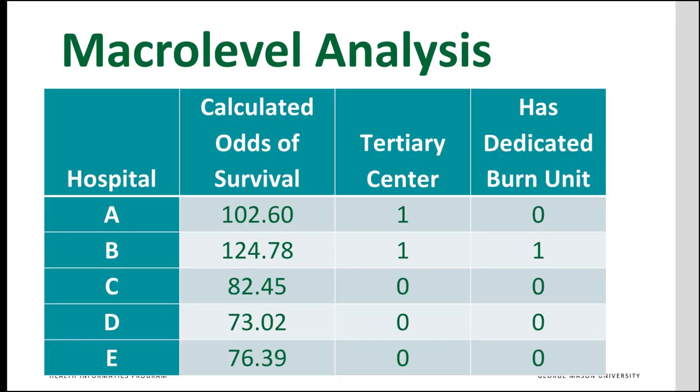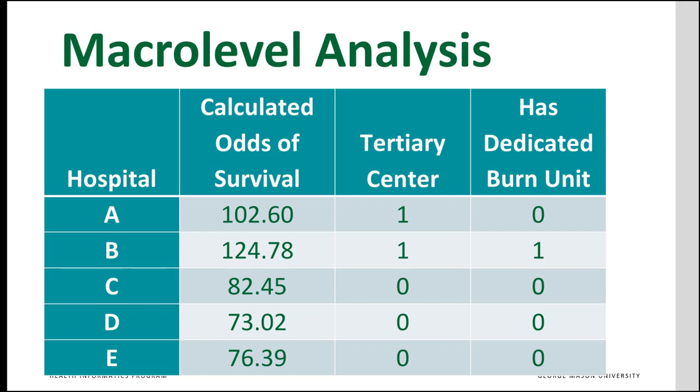This table shows the results for macro-level analysis. The dependent variable shows the intercept calculated in micro-level regression. These are calculated average odds of survival at each hospital when variations due to patient characteristics are statistically removed.